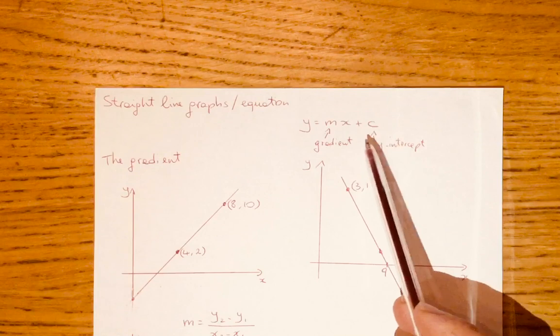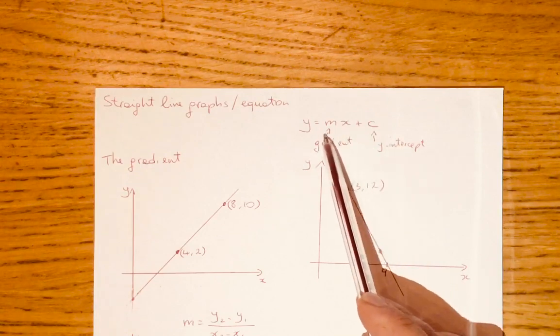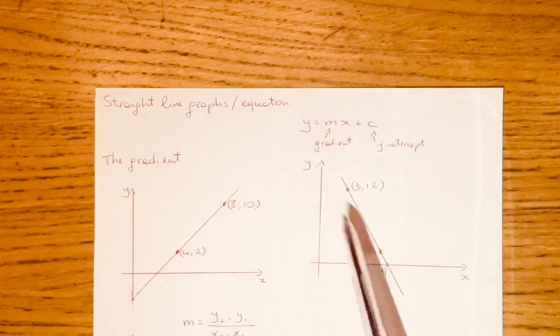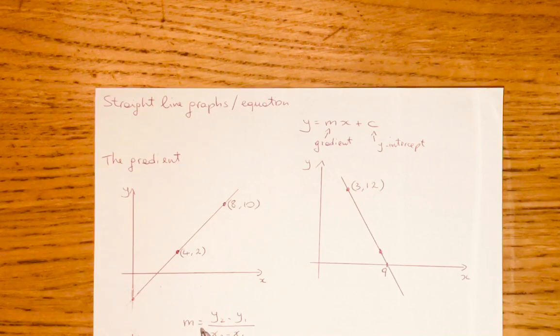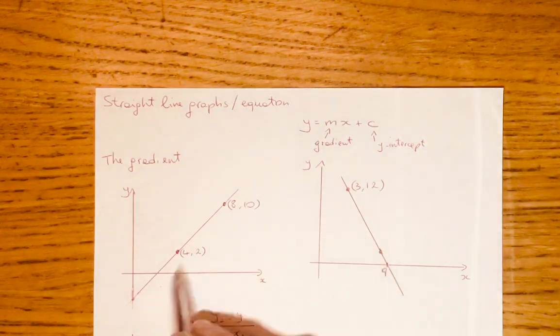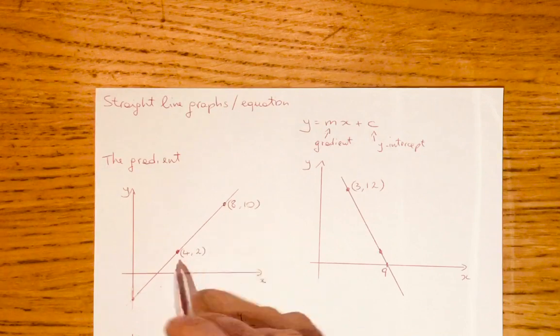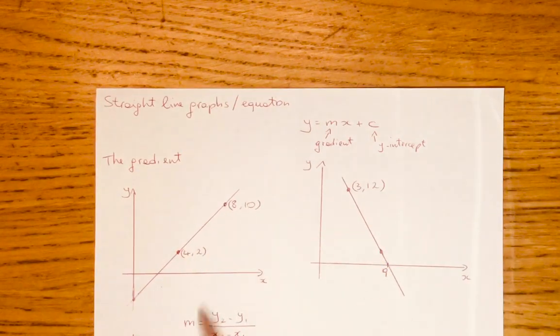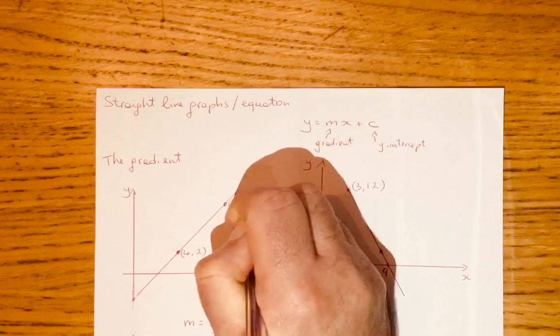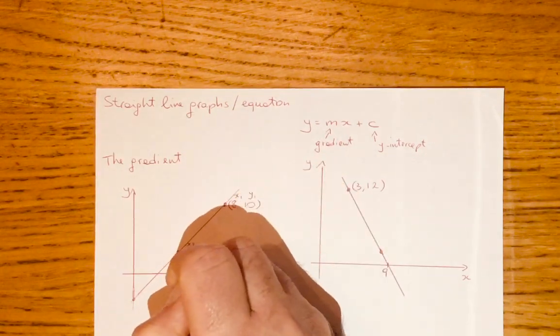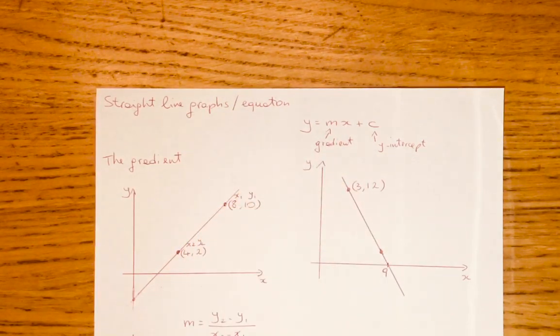Now, let's start by calculating the gradient. The formula to find the gradient is the difference in y's over the difference in x's. So it's y2 take away y1 divided by x2 take away x1. Those points come from the coordinates. It doesn't matter which one you call 1 or 2, you will get the same answer. So I'm going to call this one x1, y1, and this one x2, y2.